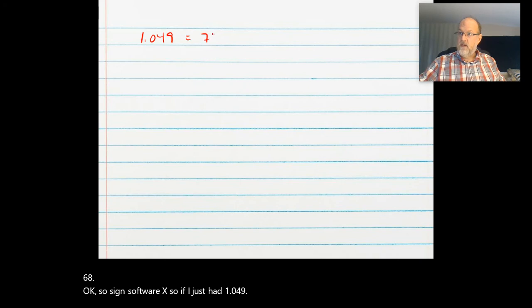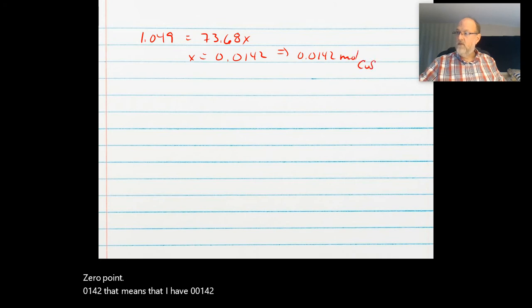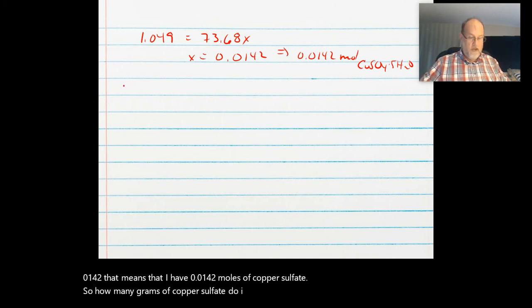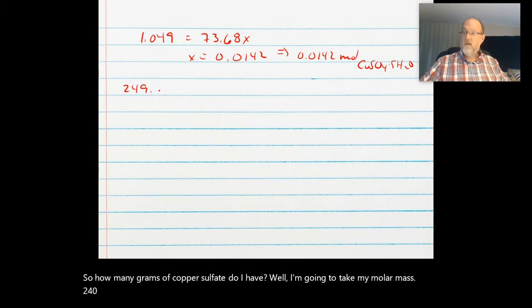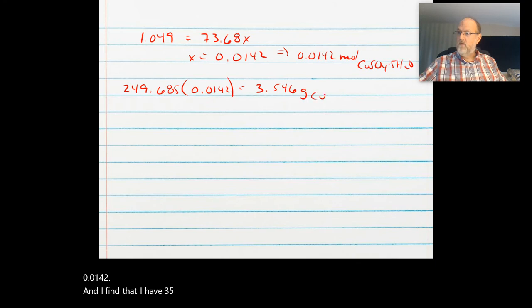Okay, so it's time to solve for x. So if I just had 1.049 equals 73.68x, x is going to be 0.0142. That means that I have 0.0142 moles of copper sulfate. So how many grams of copper sulfate do I have? Well, I'm going to take my molar mass, 249.685 times 0.0142, and I find that I have 3.546 grams of copper sulfate in my original sample.